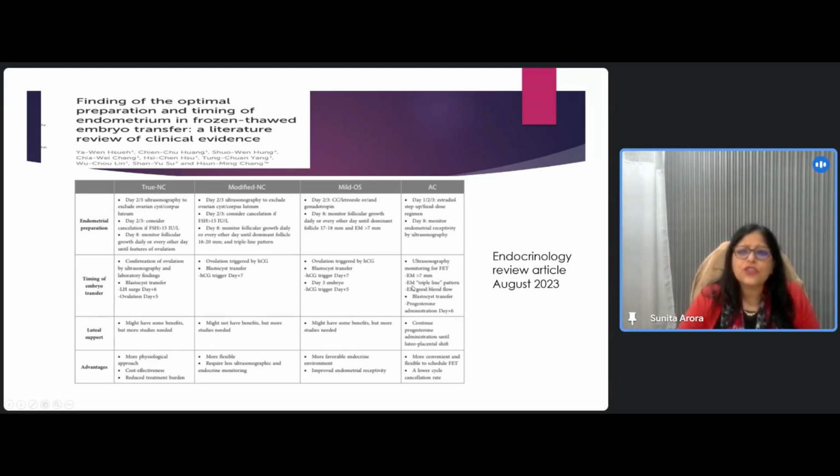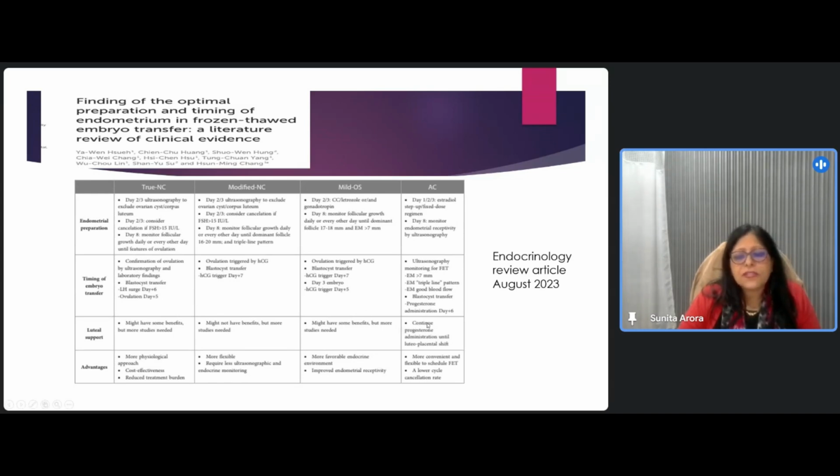And once your lining reaches preferably more than 8 with triple line pattern and good blood flow, blastocyst transfer can be planned after administering progesterone for 6 days. So for day 5 embryos in HRT cycle, I also practice giving progesterone for 6 days prior to embryo transfer.